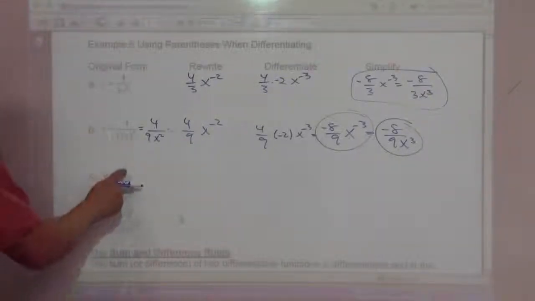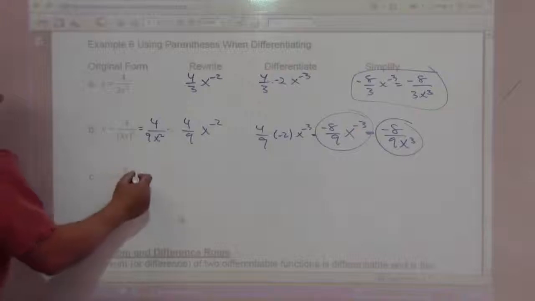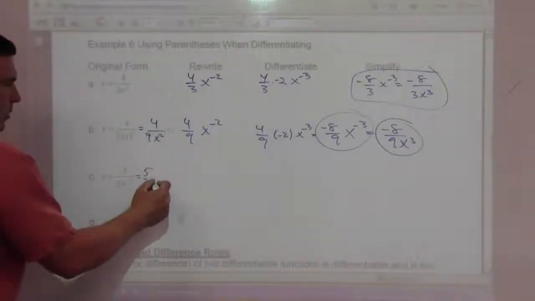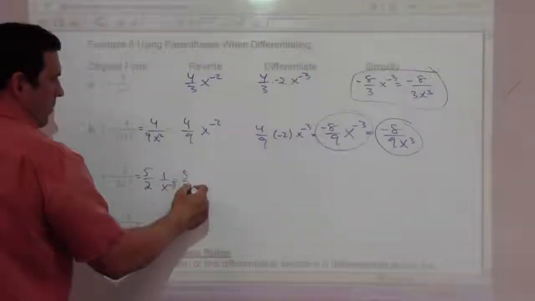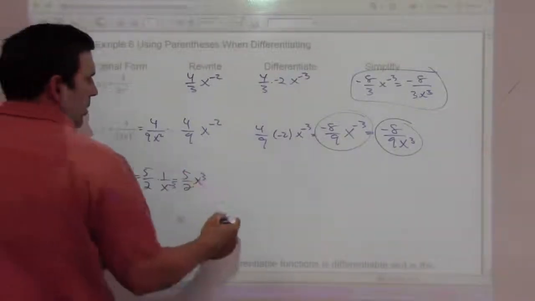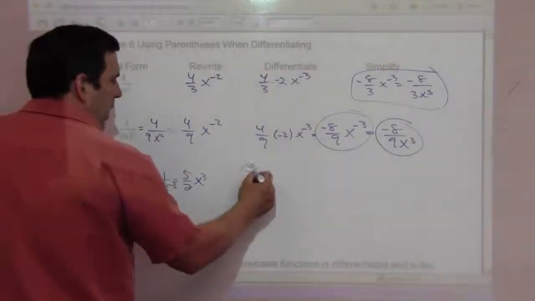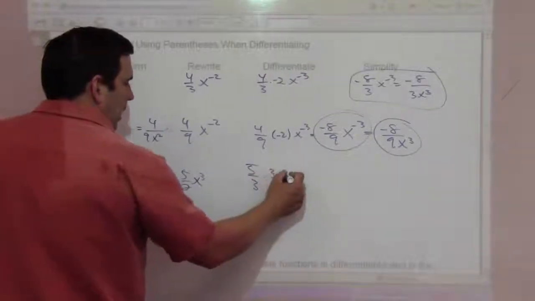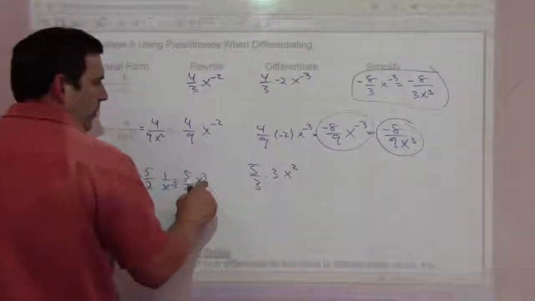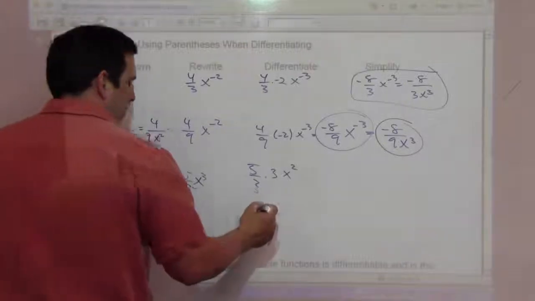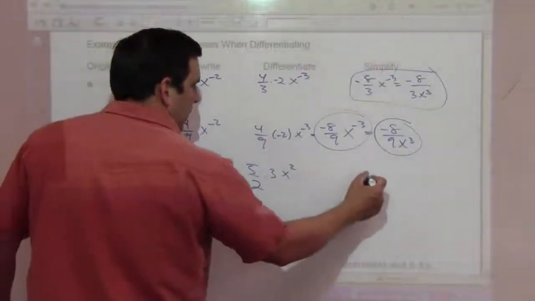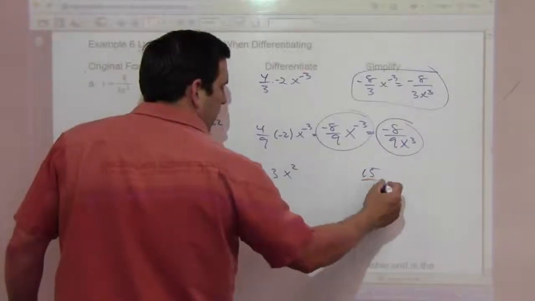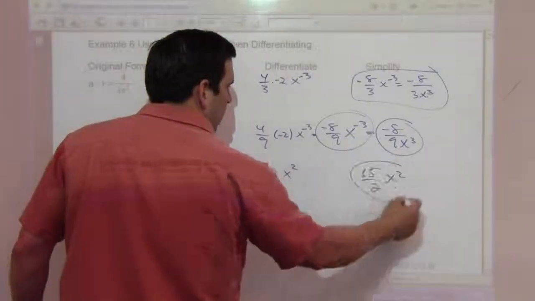Now we have y equals 5 over 2x to the negative 3. You think of this as 5 over 2 times 1 over x to the negative 3. That's 5/2 x cubed. So the derivative is going to be 5/2 times 3x to the 2. Subtracting 1 from 3, we get 2. And so from this we get 15/2 x squared.